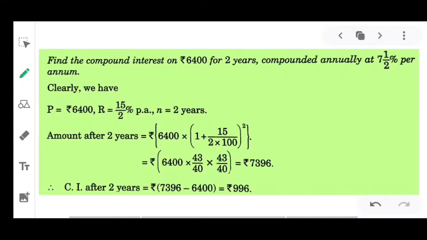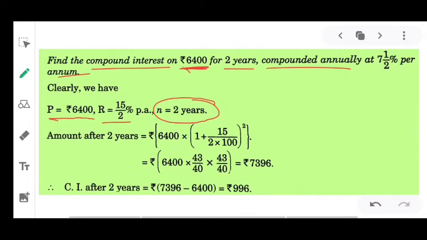Now this is an example. Find the compound interest on 6400 for 2 years compounded annually at 7 1/2% per annum. So first write down the given data. P equal to 6400, R equal to 7 1/2, that will be 7 into 2 is 14, 14 plus 1, 15/2% per annum, and n is number of years, that is 2 years.